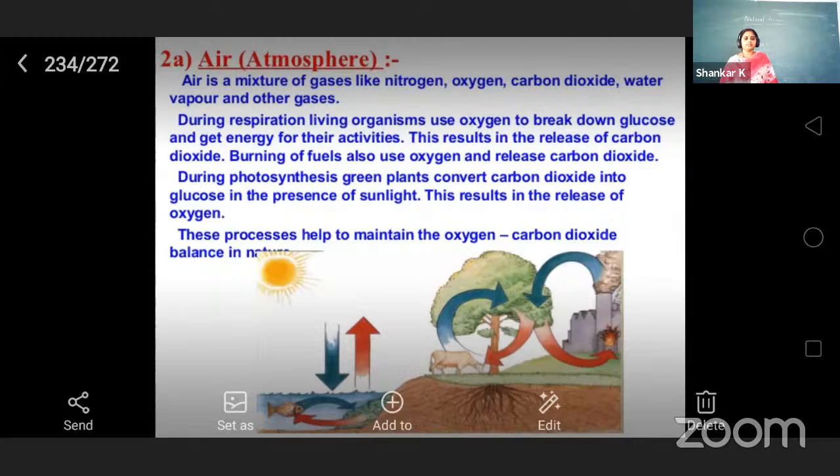So we know why air is needed for all living beings. Plants, animals, all living organisms need air to breathe, right? During respiration, we need oxygen. Plants take in carbon dioxide and release oxygen, and animals and human beings take oxygen and release carbon dioxide. This is the process which keeps balance in nature.